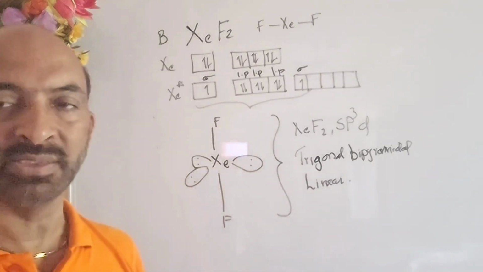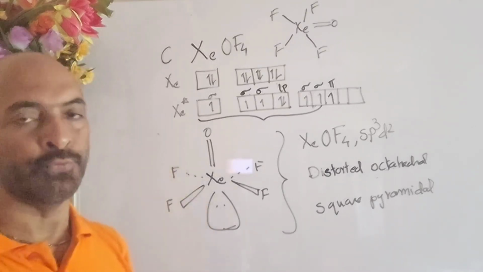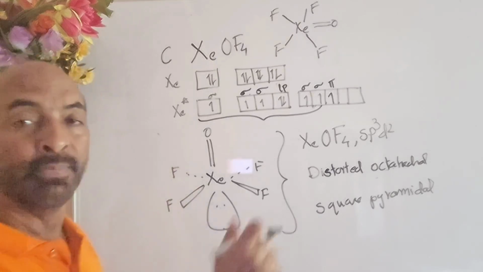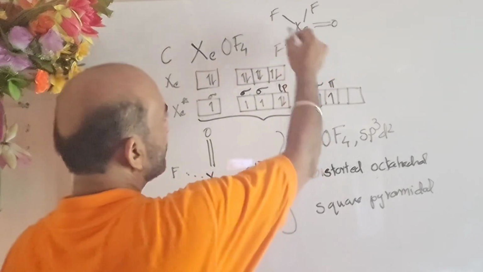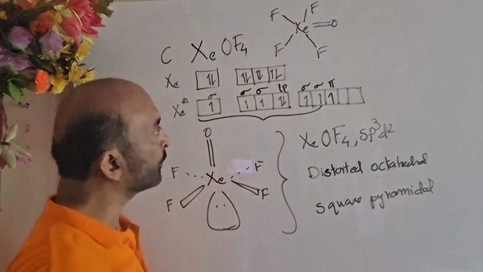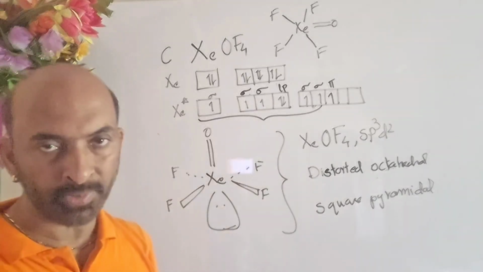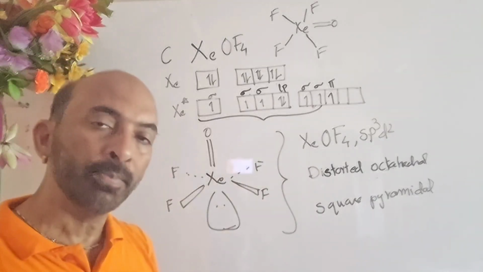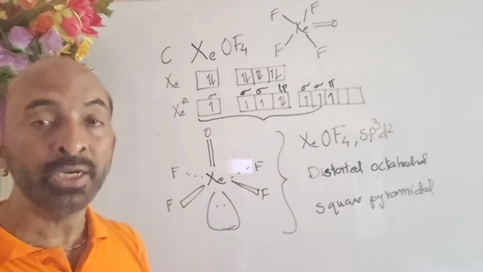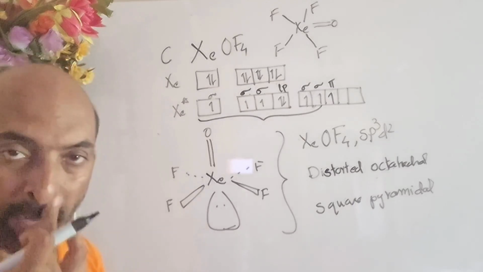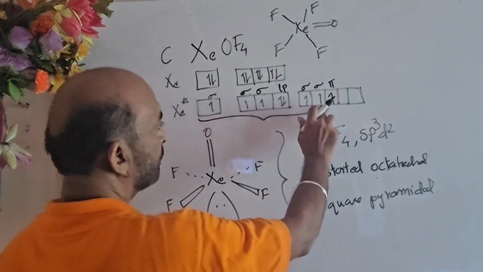We will proceed to the third case. The next one is XeOF4. So immediately we draw the rough diagram. There we see 4 single bonds and 1 double bond, which means it has to form 2, 4, 6 bonds. That means there must be 6 unpaired electrons. To generate 6 unpaired electrons, 3 pairs of electrons must get unpaired, as here: 1, 1, 1, 2, 1, 1, 1.